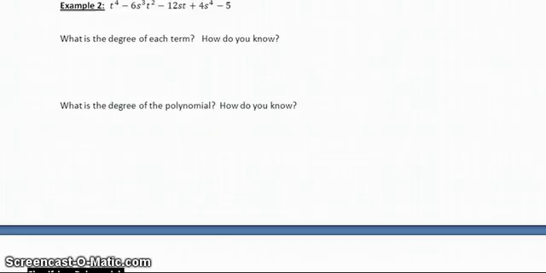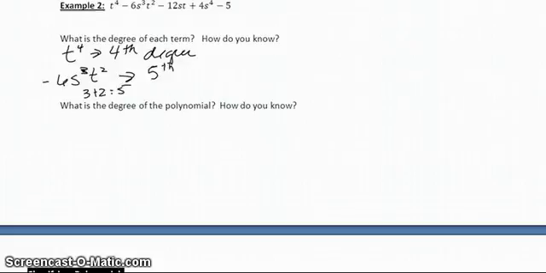we have t to the fourth minus 6s to the third t squared minus 12st plus 4s to the fourth minus 5. So what is the degree of each term? Well, t to the fourth is fourth degree. That hasn't changed. We have one term. Negative 6s cubed t squared. It's actually going to be fifth degree because I add my exponents. 3 plus 2 equals 5. So this is fifth degree.